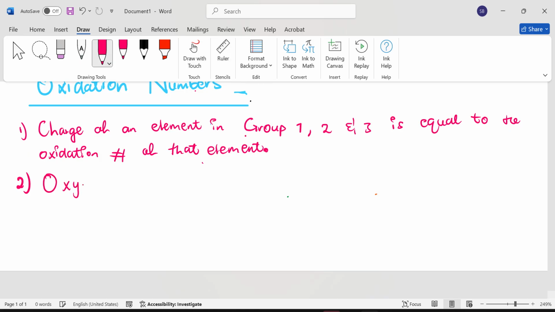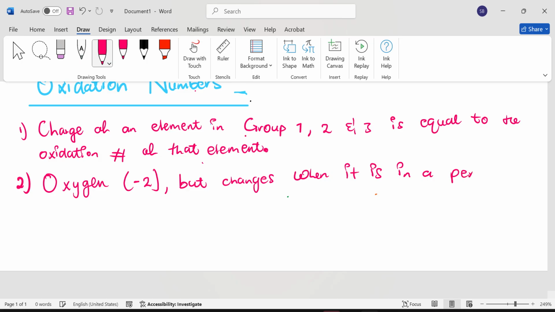Oxygen, right? So what oxygen basically does, we all know that oxygen is in group 6 and has a -2 charge. So it has a charge of -2. But it changes when it is in a peroxide. So it changes when it is in a peroxide. So what does that mean? When I say it changes when it is in a peroxide, what does it change to?